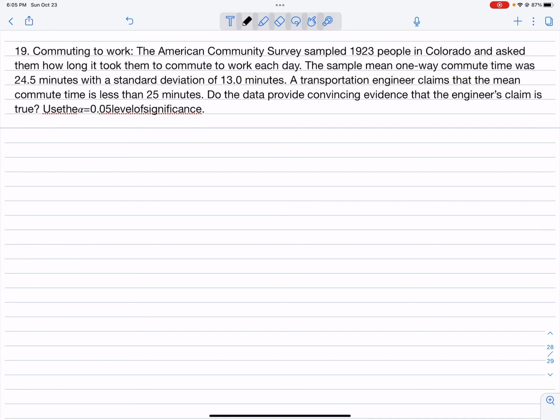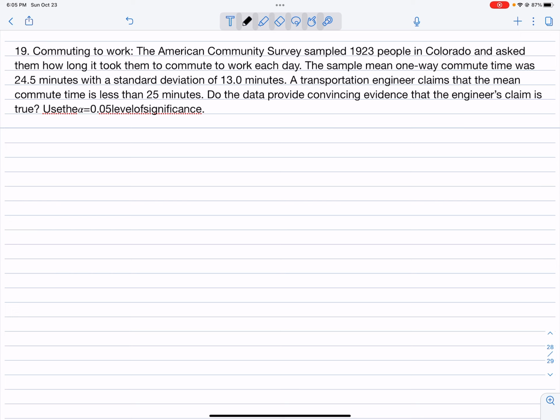Problem 19. American Community Survey sampled 1,923 people in Colorado and asked them how long it took them to commute to work each day. The sample mean one-way commute time was 24.5 minutes, with a standard deviation of 13.0 minutes. A transportation engineer claims that the mean commute time is less than 25 minutes. Do the data provide convincing evidence that the engineer's claim is true?